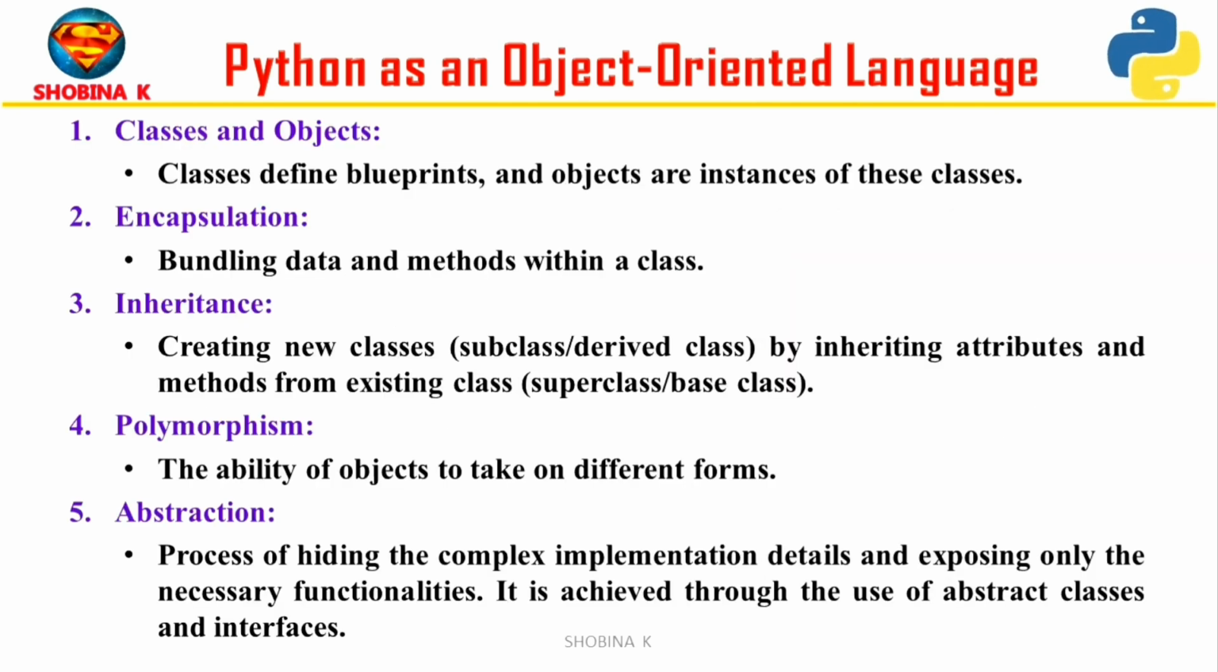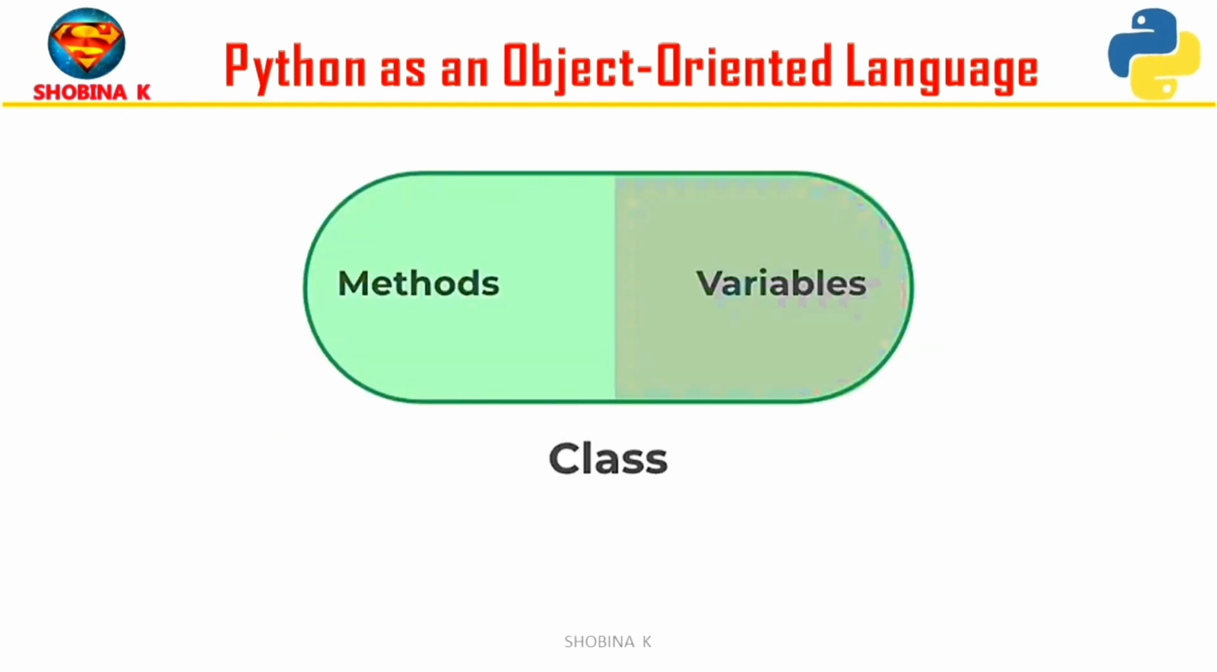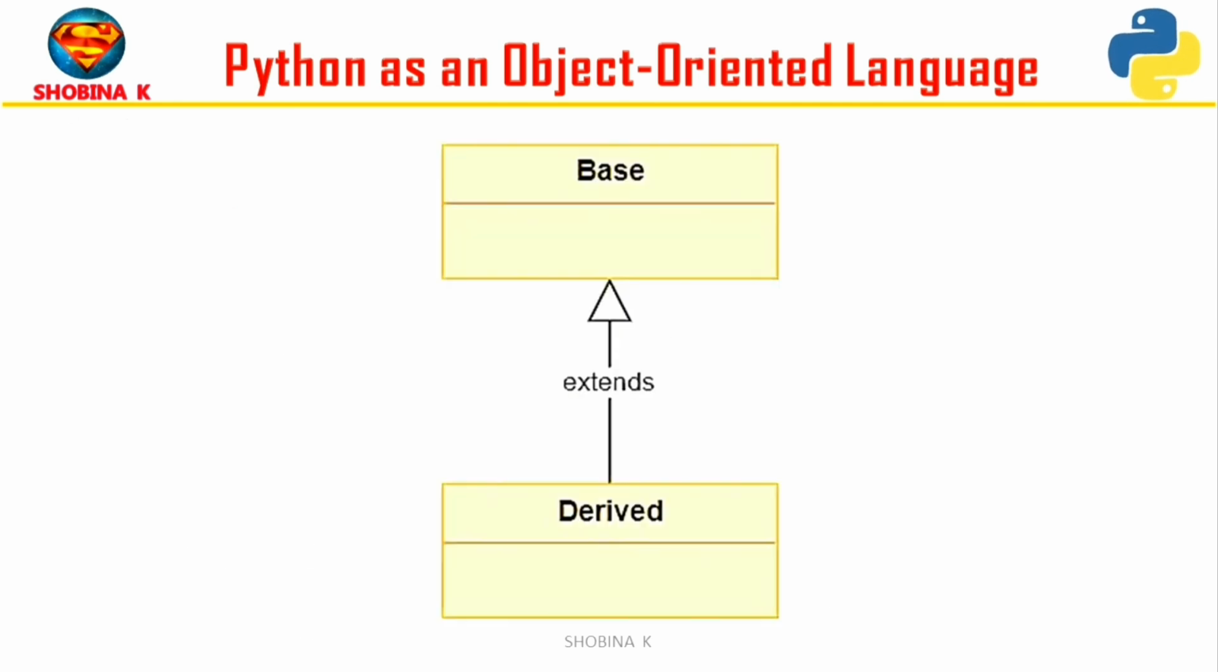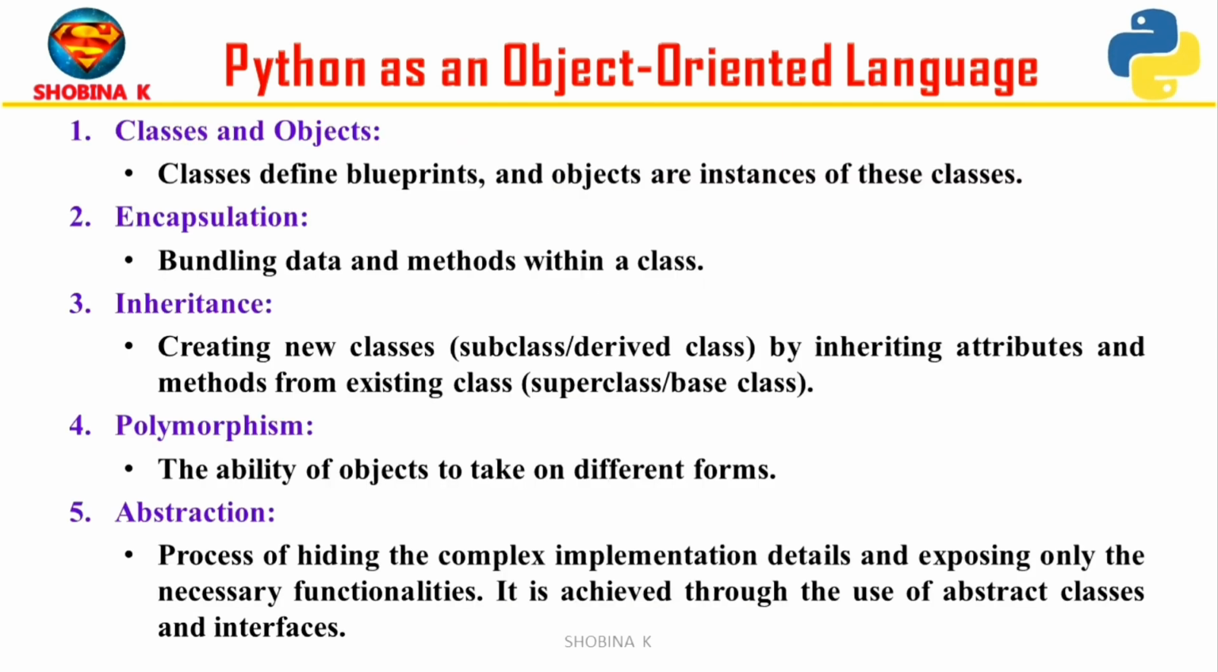Next, encapsulation. The bundling of data and methods that operate on data within a class is called encapsulation. Encapsulation hides the internal details of an object and only exposes a well-defined interface. Next up, inheritance. This is a mechanism that allows a new class to inherit attributes and methods from an existing class. Moving further, we have polymorphism.